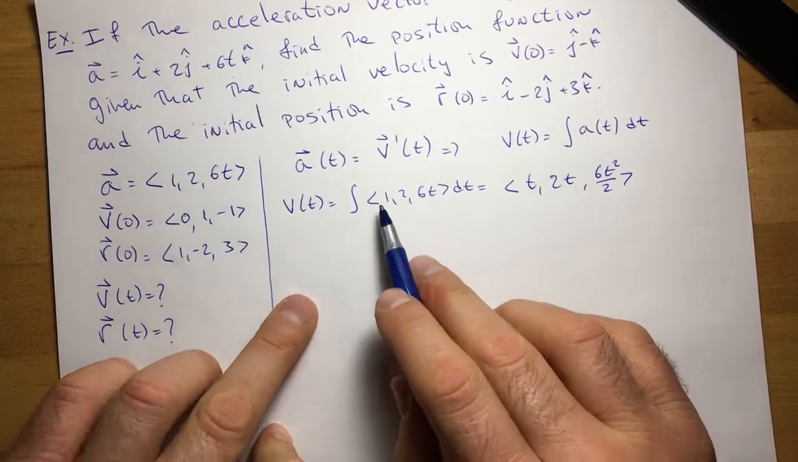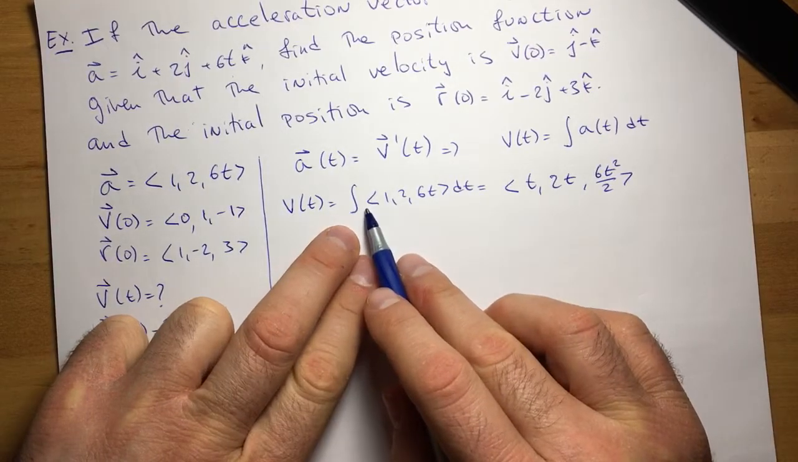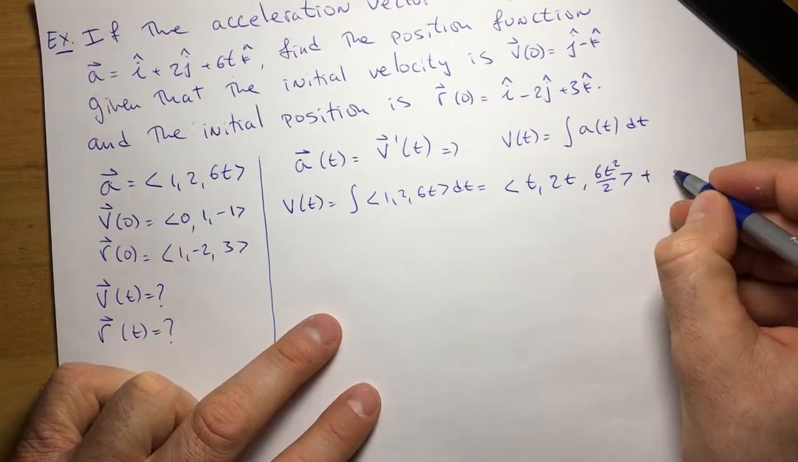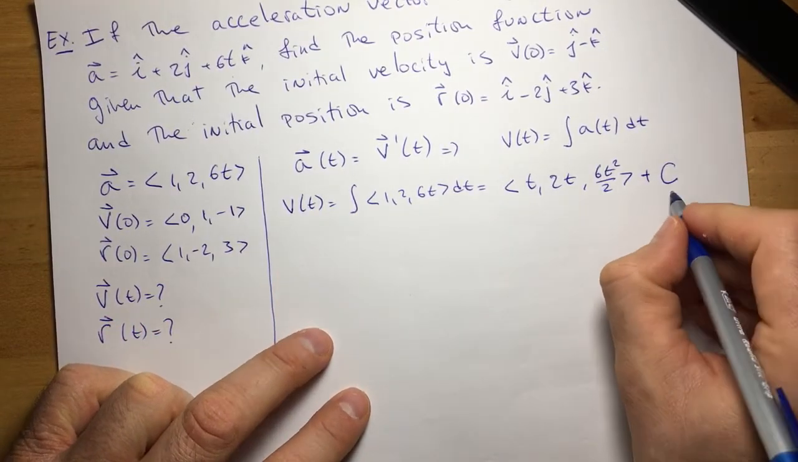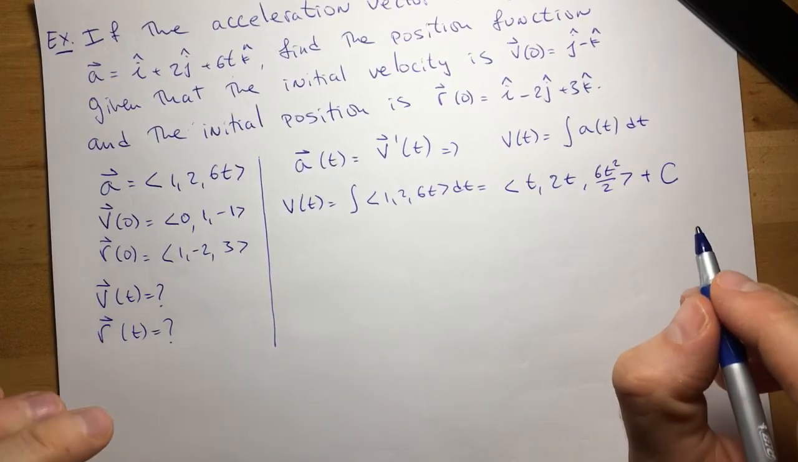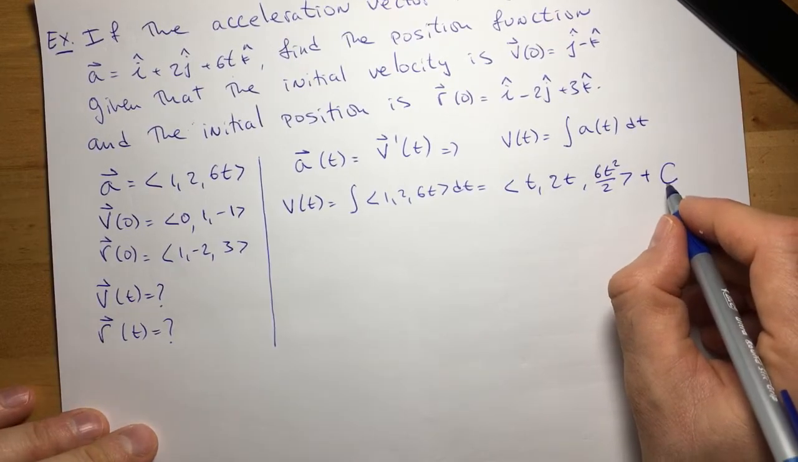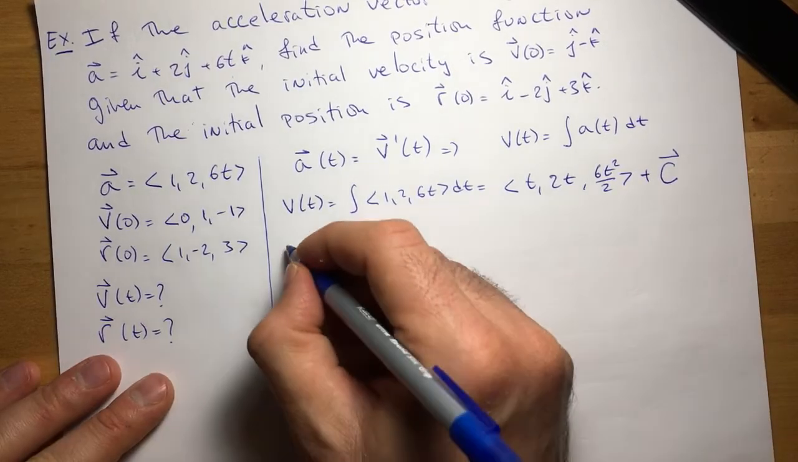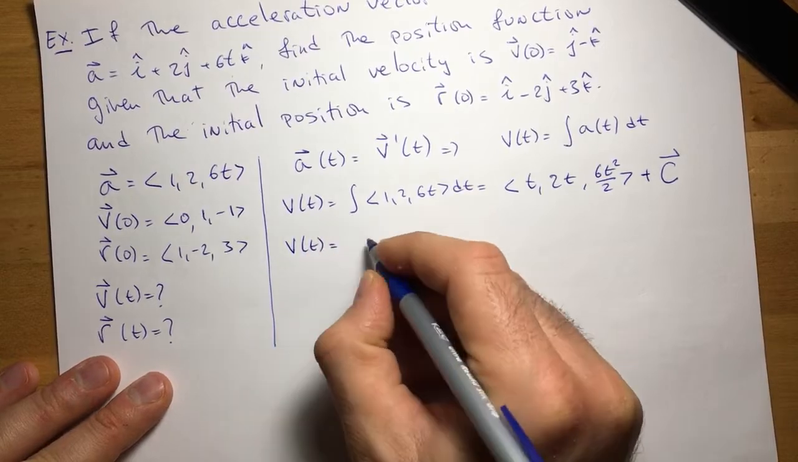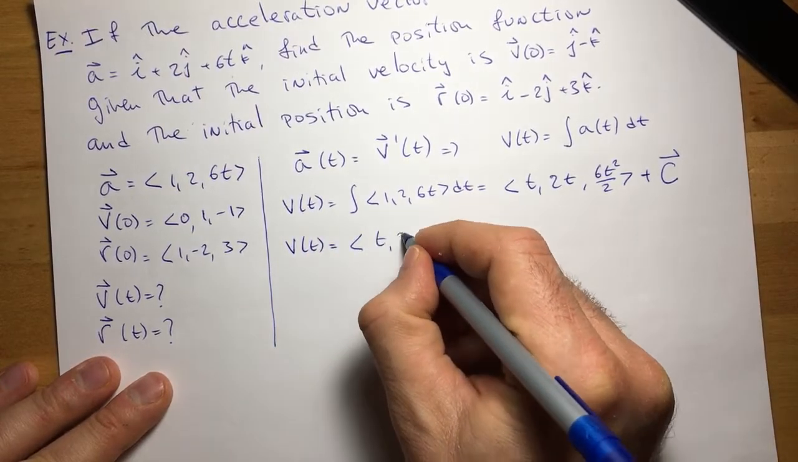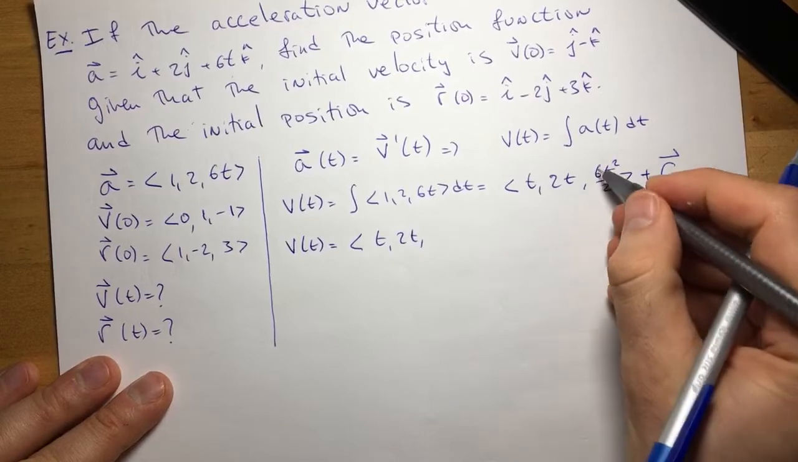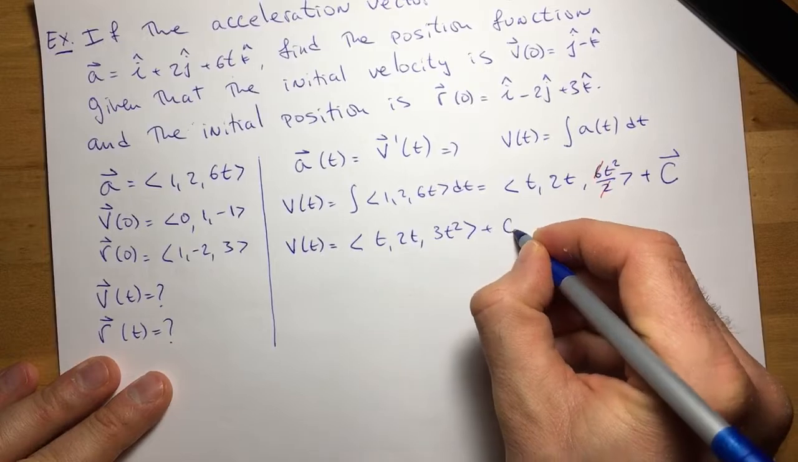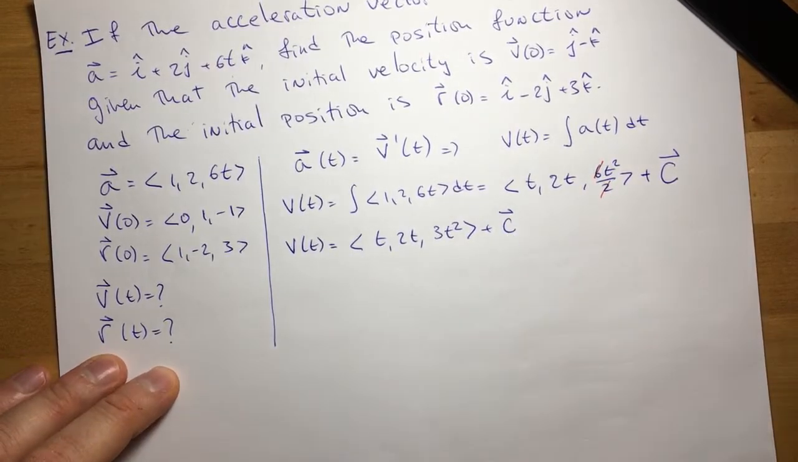Now here, be careful. I have an indefinite integral, and when we evaluate an indefinite integral, we have to add this constant c, if you remember from Cal 1 and Cal 2. But in this particular case, c is also going to be a vector, because these are vector functions. So that means that v of t is equal to ⟨t, 2t, 3t squared⟩ plus c.